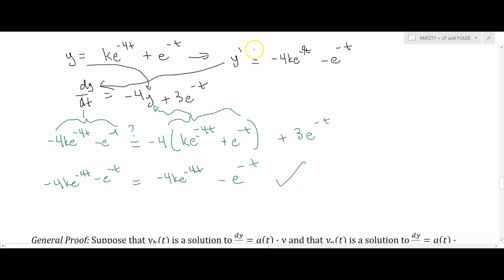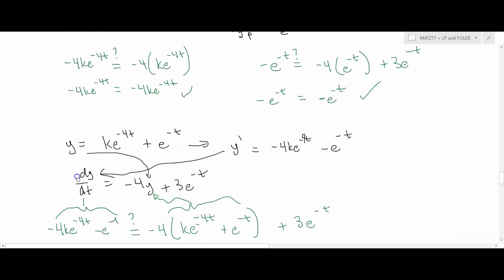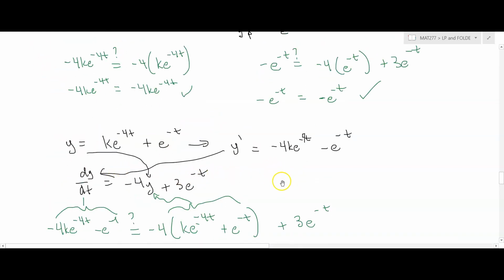Therefore, I have proven that the particular solution, which is e to the negative t, to the non-homogeneous case, added to the solution for the homogeneous reduction forms a solution that's general for the entire differential equation.